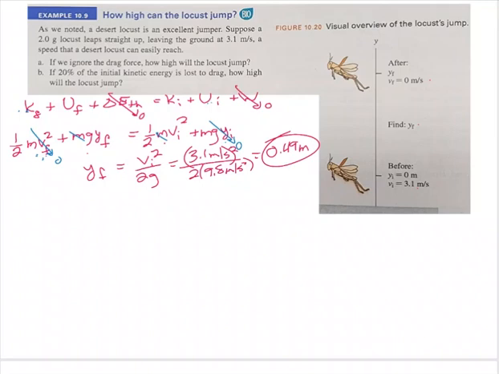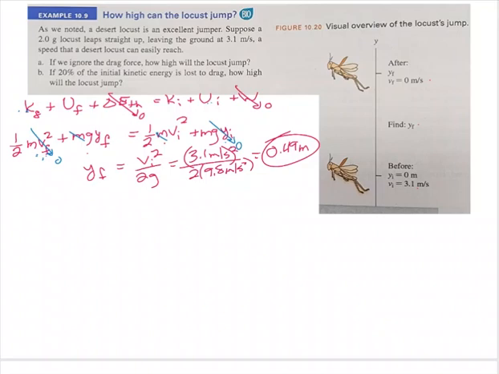Okay, now what if 20% of the initial kinetic energy is lost to drag? So how do we do that? Find 20% of 0.49. Is it that simple, just 20%? Well, no, because we're looking for K initial. So we're going to have to go back to the work energy equation. Okay, so let me change colors so that we're not super confused. So back to the work energy equation.